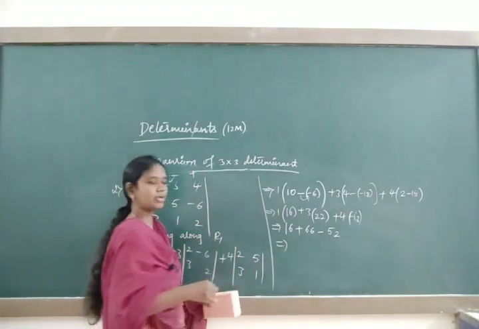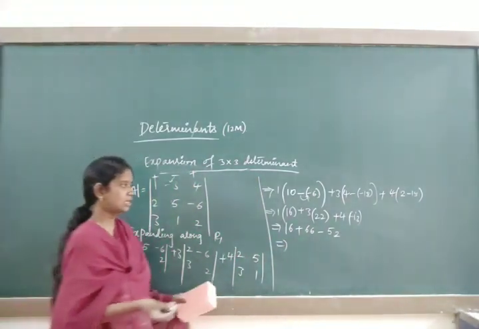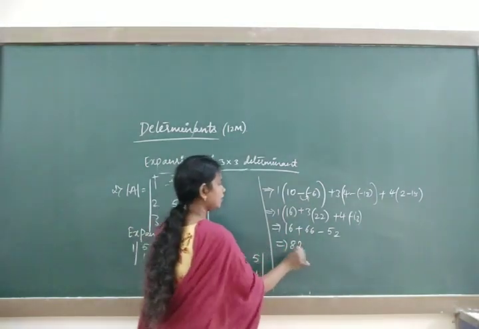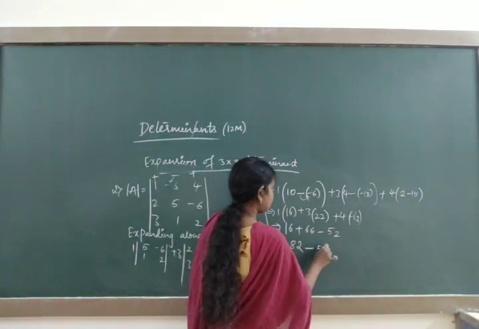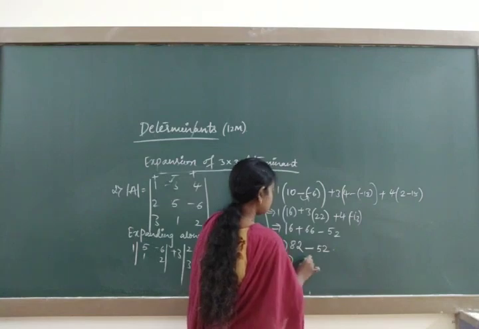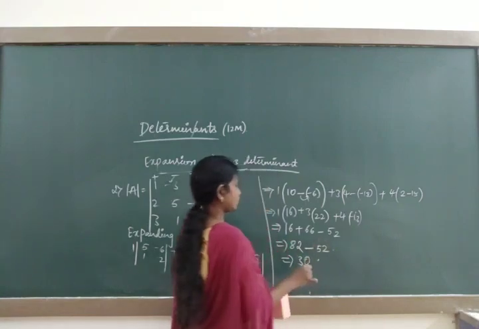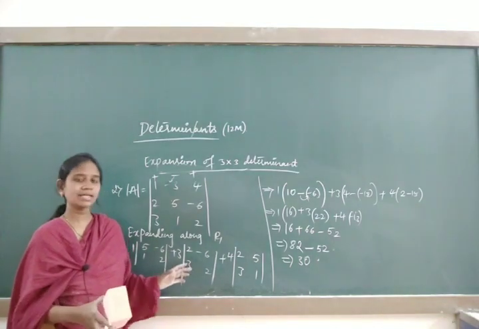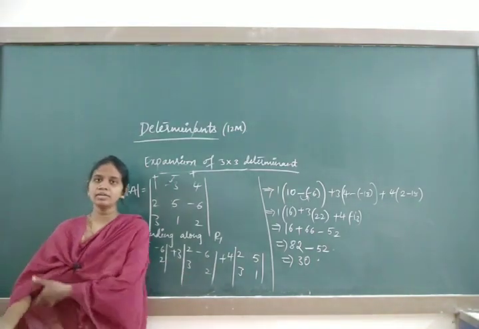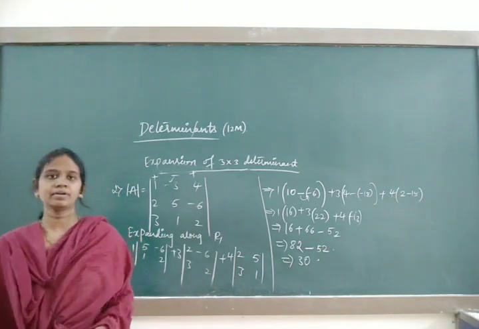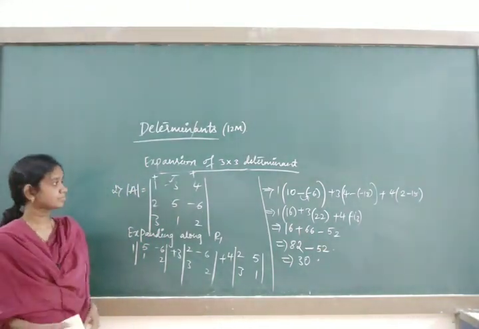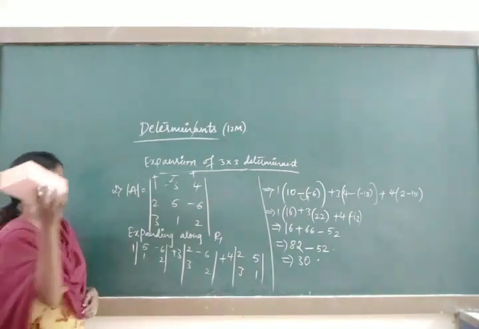So now simplify, that is addition and subtraction is there. This will become 82. 82 minus 52, which is equal to 30. Okay, this is the expansion of a 3 cross 3 determinant. Is it okay? Next.